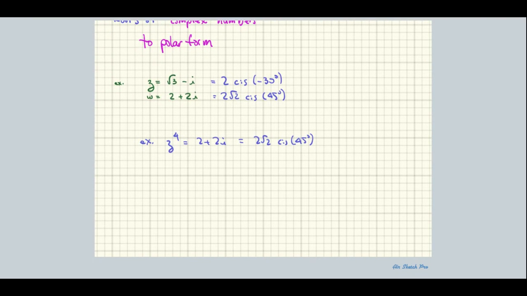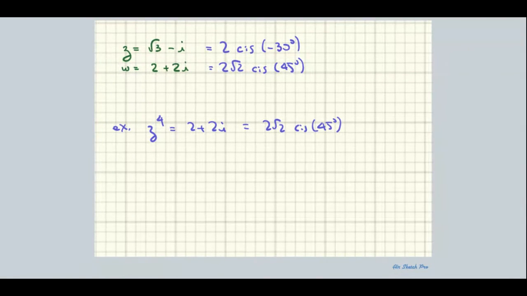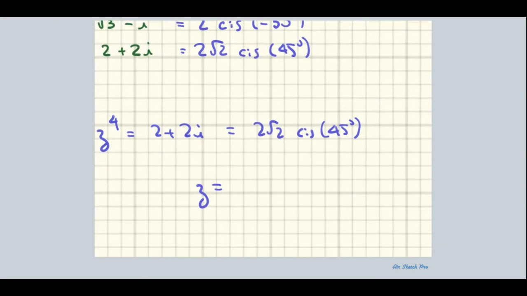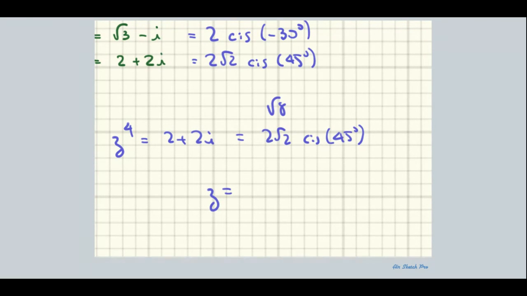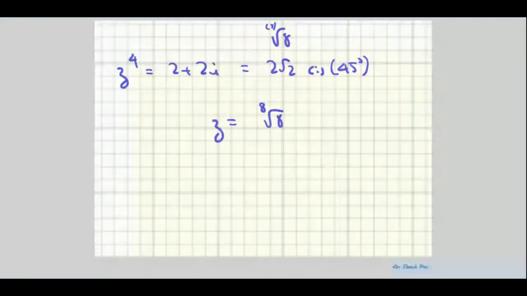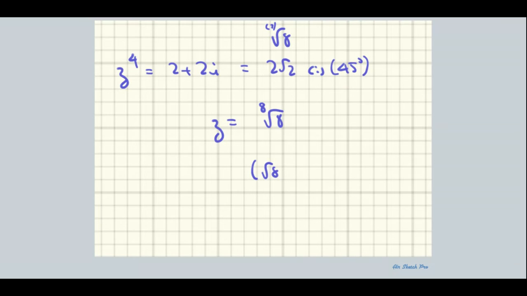Now here's how we do this. I'm going to take 1 4th root of this. Okay? I'm going to take 1 4th root. And the 4th root of 2 root 2, well, let's make that root 8 again. Okay? And the 4th root is, remember that's index 2, yeah? The 4th root is going to be the 8th root of 8.